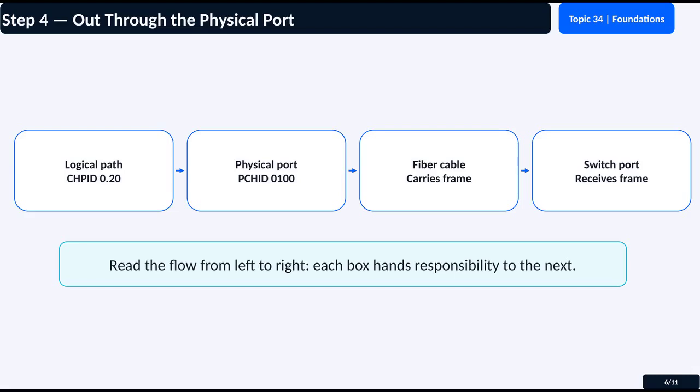CHPID.2 is logical, so it must be mapped to something physical. In this example, CHPID.2 maps to PCHID.1. That PCHID is the real physical port where the cable is connected. The frame exits through that port, travels across the fiber cable, and arrives at the switch. This is where the logical route touches the physical world.